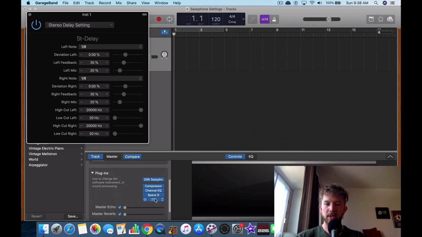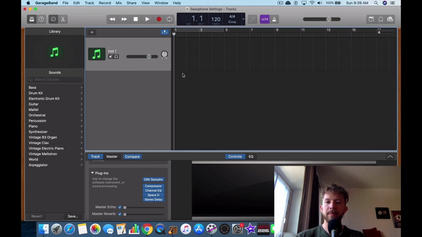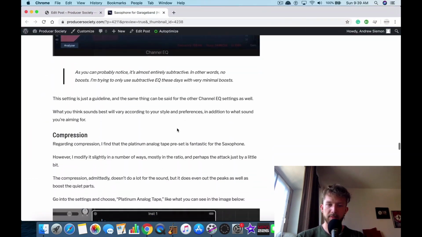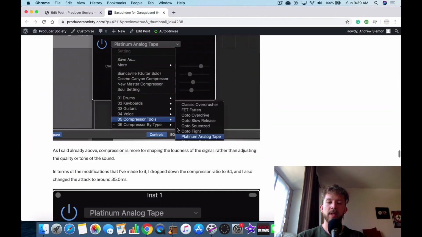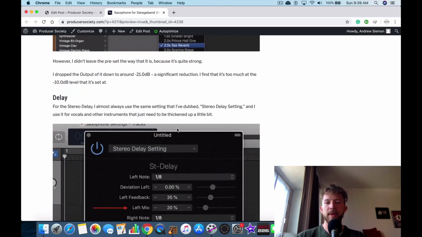And then for the stereo delay, I just have it set at an eighth note on the left and an eighth note on the right, and then I have the right and left mixed to around 20%. And that's kind of the delay that I always use for instruments, except I typically have the left and right mix a bit smaller. But anyway, that's how I would mix the saxophone in context with other instruments. So this is the main sax, all right?